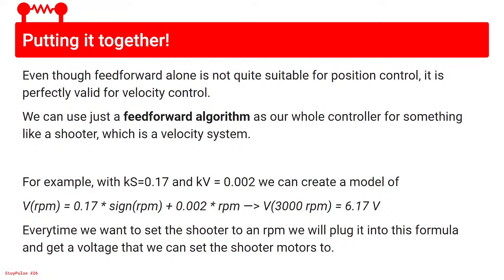If we wanted to put it all together in this example, feed forward, as I was saying before, is perfectly valid for velocity control on its own. So you can use a velocity feed forward algorithm for a velocity system like a shooter. If I've collected data on my shooter where Ks is 0.17 and Kv is 0.002, you have this function. Voltage is the output, your input is RPM. You have 0.17 times the sign plus 0.002 times the RPM.